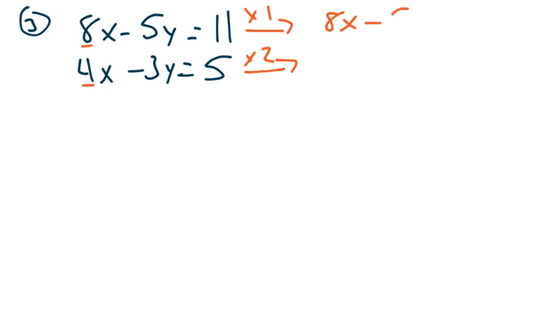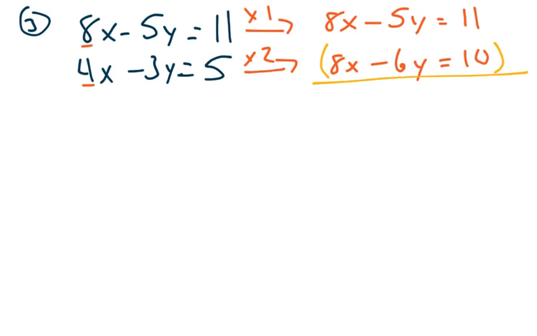8x minus 5y equals 11. Second equation, multiply everything by 2. 4x times 2 is 8x, negative 3y times 2 is negative 6y, and 5 times 2 is 10. We have to multiply all parts of the equation by whatever you decided. Okay, so now we can go on to step number 2, add or subtract the equations.